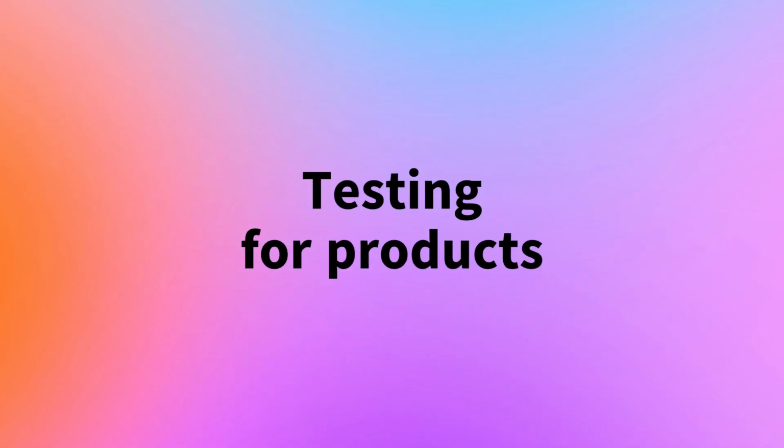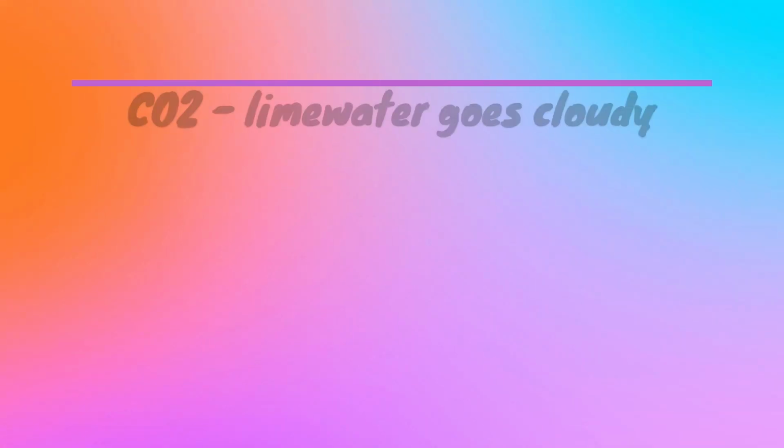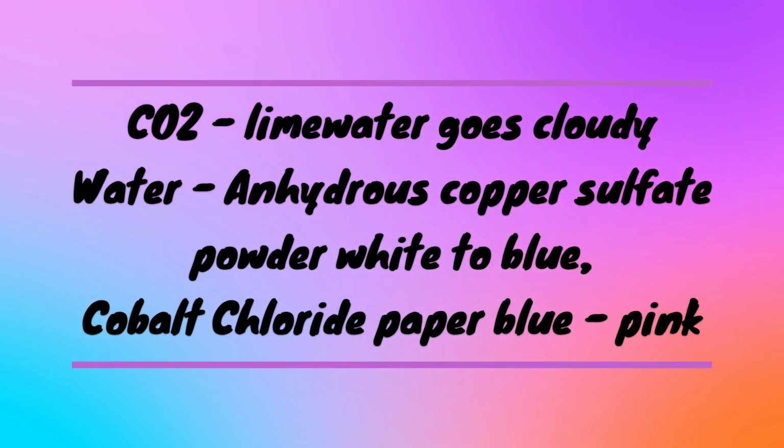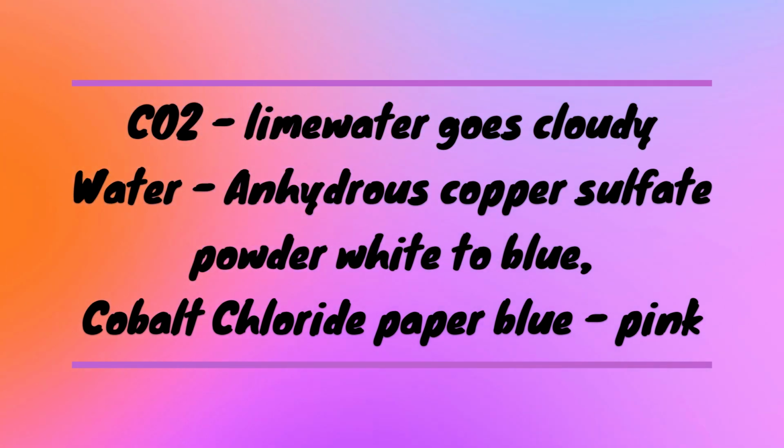Now, to test for the products of combustion, to test for the presence of carbon dioxide, we bubble the gas through lime water. If carbon dioxide is present, that lime water will turn cloudy. To prove we've made water, we would use anhydrous copper sulfate powder. It starts off as this white powder, but it will go blue in the presence of water. Alternatively, we could use cobalt chloride paper, and this will turn from blue to pink in the presence of water.